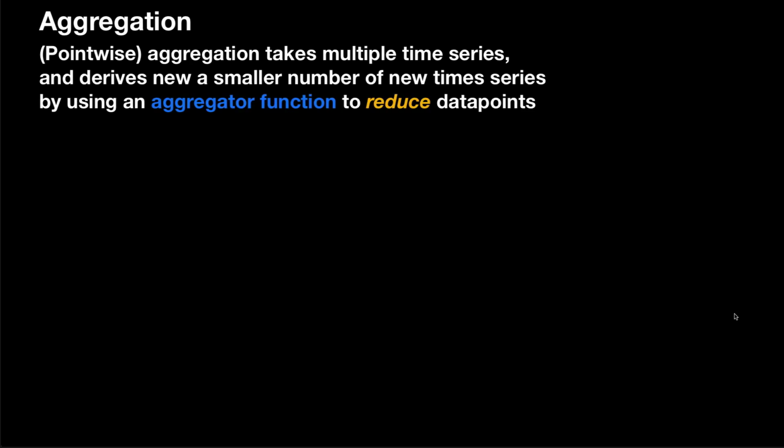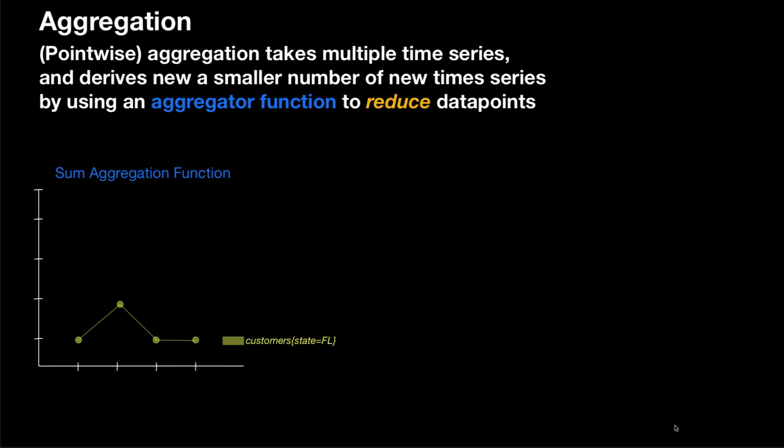OpenTSDB can return time series that are different derived time series from our raw data in various different ways. The first of these manipulations we should be aware of is aggregation. Pointwise aggregation takes multiple time series and derives a new smaller number of time series by using an aggregator function, and it does this through reduction. And there's different types of reduction going on in Bosun and OpenTSDB, so that'll be something you'll be hearing about more and more. So an example aggregation would be taking the sum of multiple time series.